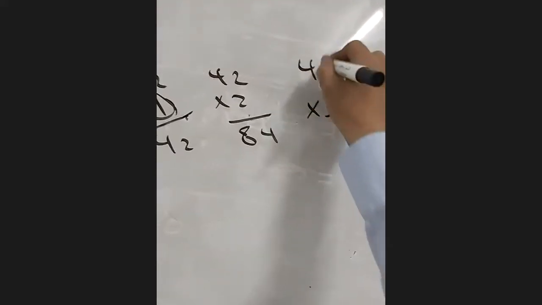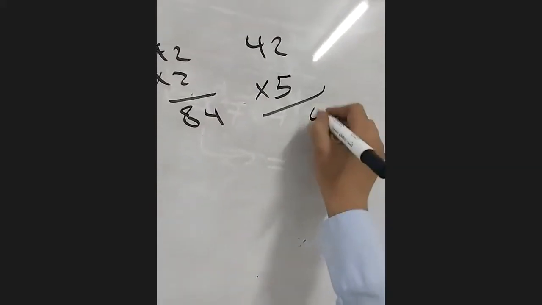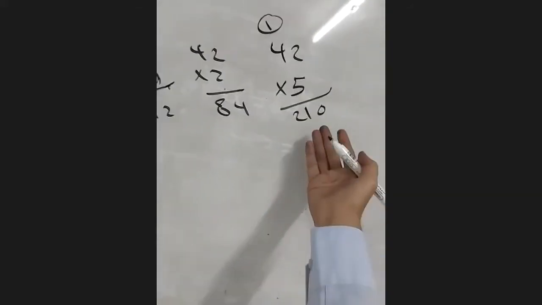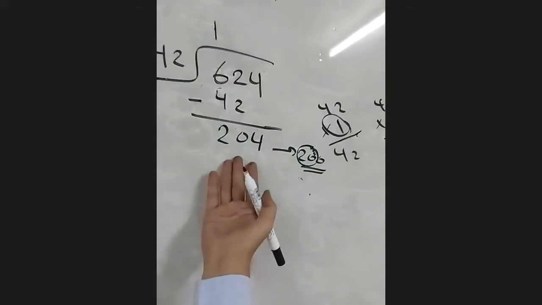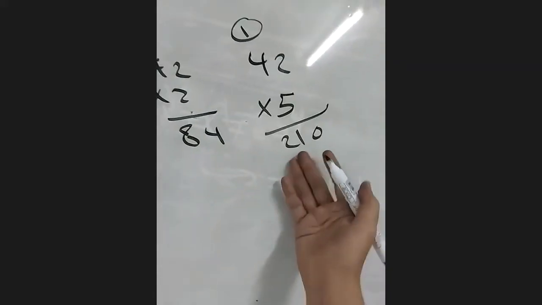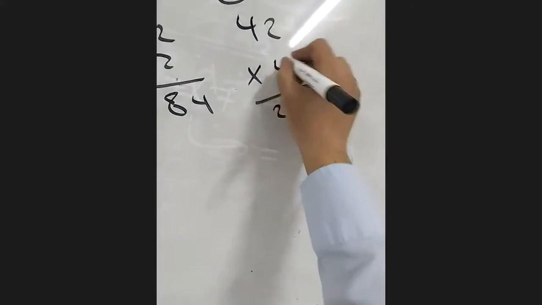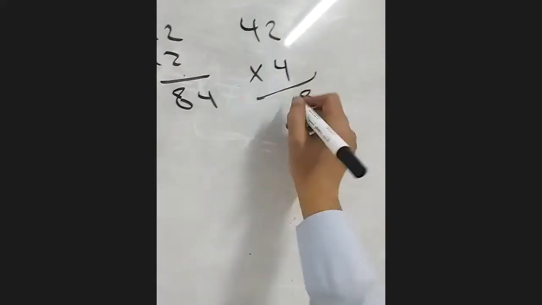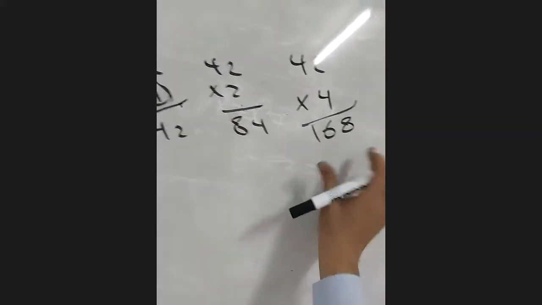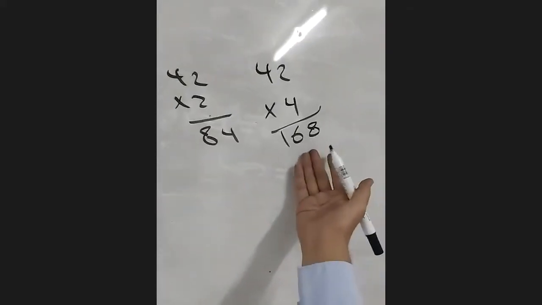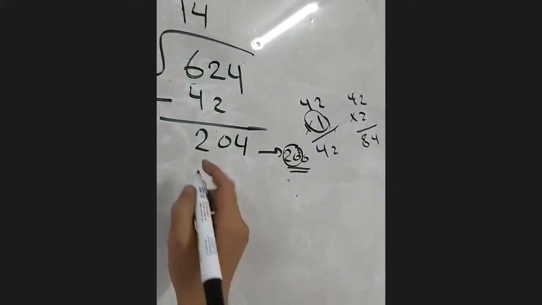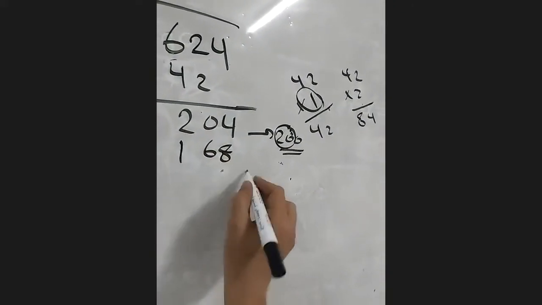5 by 42. 5 by 2, 10. 5 by 4, 20. With 1, 21. Look, 210, 204. The 5 gives a bigger number. Change the 5 to the 4. Make it smaller. 4 by 2, 8. 4 by 4, 16. 168. If the 5 gives a bigger number, the 4 gives a smaller number. So here I will choose the 4. 4 by 42 is 168. And subtract.